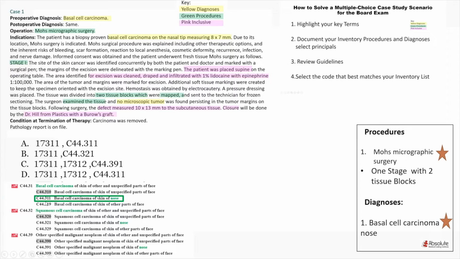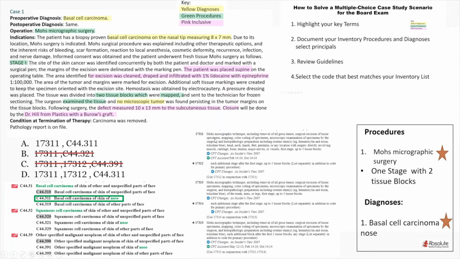And C44.31 is correct. So we're going to get rid of B and C. And that leaves us with A and D. And then we have to look at it and say, well, what is the difference between the two? The difference is that D is coding for 17312. Now, what is that? Because we know that we only have one stage with 2 blocks.